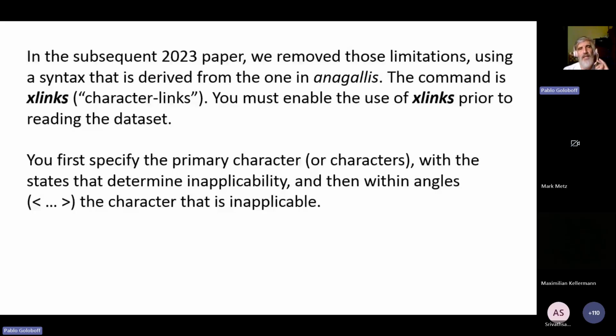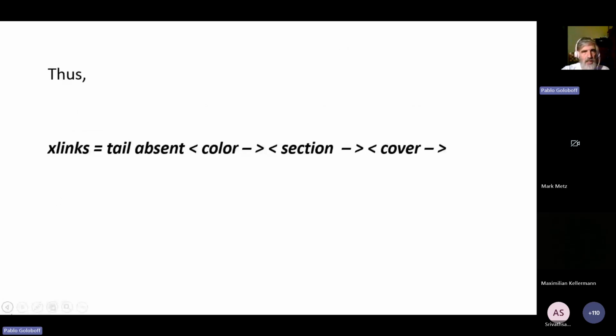And then you first specify the primary character or characters with the states that determine inapplicability, and then within angle brackets, the character that is inapplicable. You can use names or numbers for the characters and states. The only requirement for using names being that there is no ambiguity in the names. So you could say, for example, xlinks equal, and you use the equal for facilitating, that's like the option for defining the actual dependencies in xlinks. And then you say tail is absent. When the tail is absent, color inapplicable, section inapplicable, cover inapplicable.